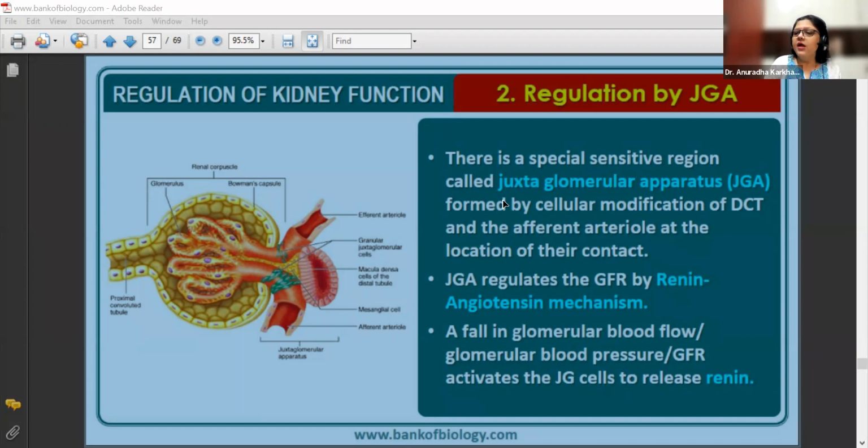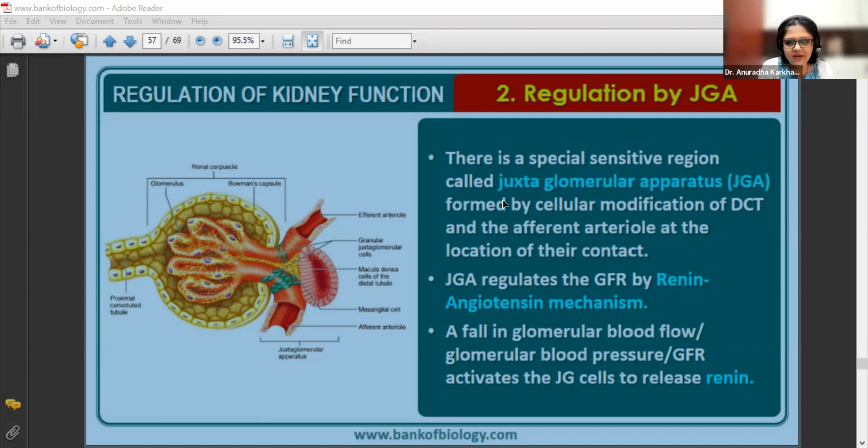Okay. Now who will release this renin? Renin will be released by the JG cells. What are JG cells? Juxtaglomerular cells. What are juxtaglomerular cells? They are modified cells of DCT. What is DCT? Distal convoluted tubule. It's a part of what? It's a part of your nephron.